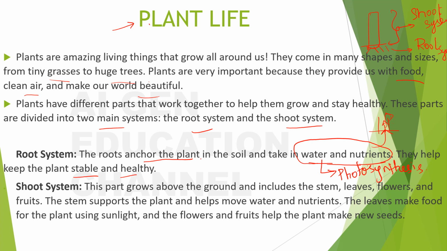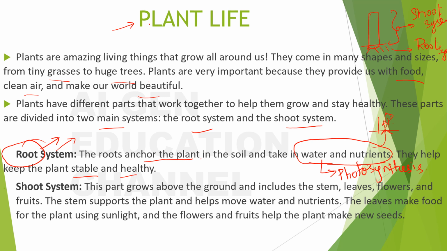So the root system is truly the root. When you say that for some system this is the root, it means that it is needed for its survival. In the same manner, the roots are needed for the plant's survival. It's a must. Okay. Next, shoot system.